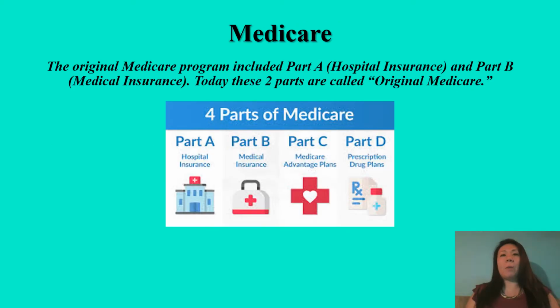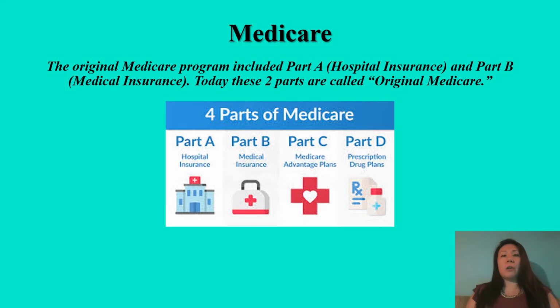Medicare consists of four parts titled A, B, C, and D. Part A covers inpatient hospital care, skilled nursing, hospice, and home services. Part B includes physician visits, laboratory testing, outpatient, and preventative care. Part C, or Medicare Advantage, is a combination of Parts A and B, and Part D covers prescription drug benefits. The original Medicare program included Parts A and B. Today, these two parts combined are called the original Medicare.